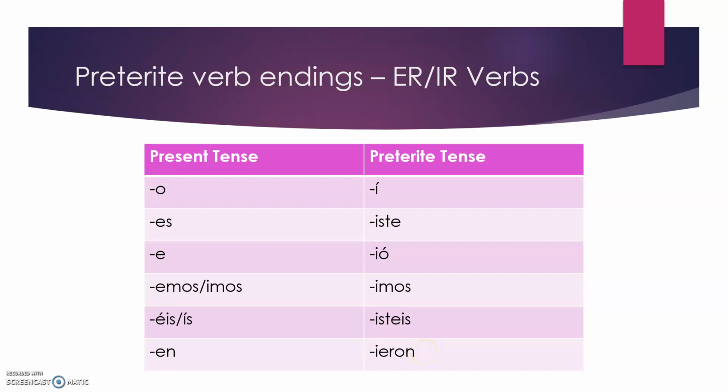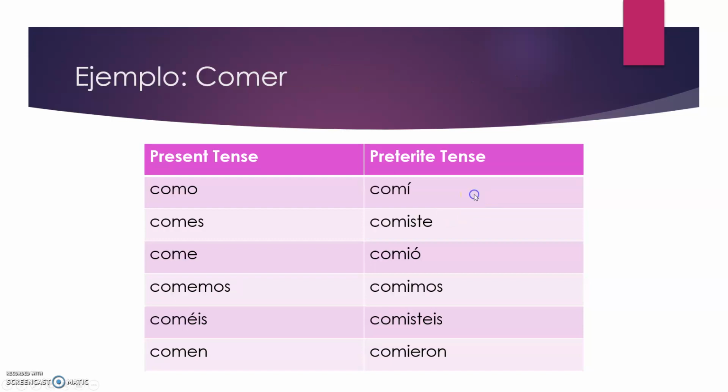Okay, you'll notice that these also sound more abrupt than the imperfect endings. Í, iste, ió. Imos, isteis, ieron. Just say it to yourself a few times throughout the day and tomorrow to help yourself memorize these new endings.